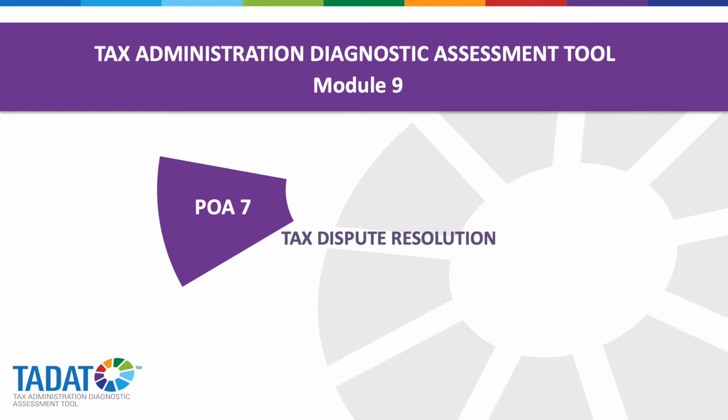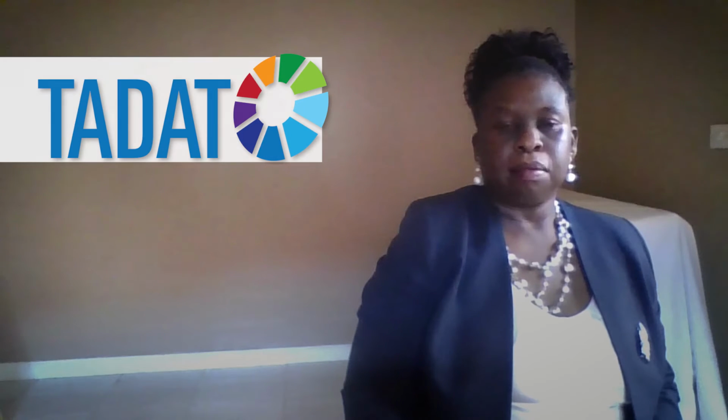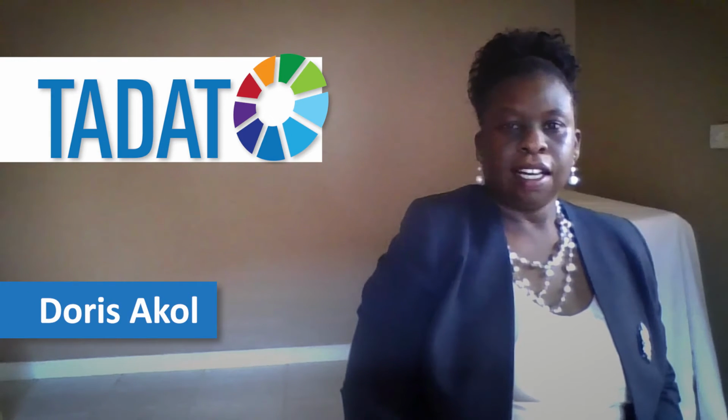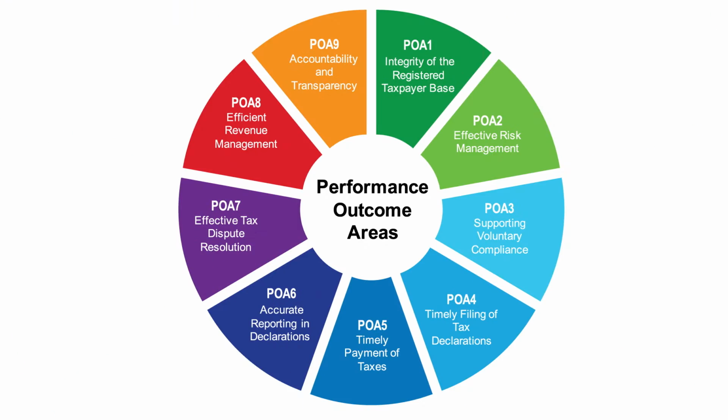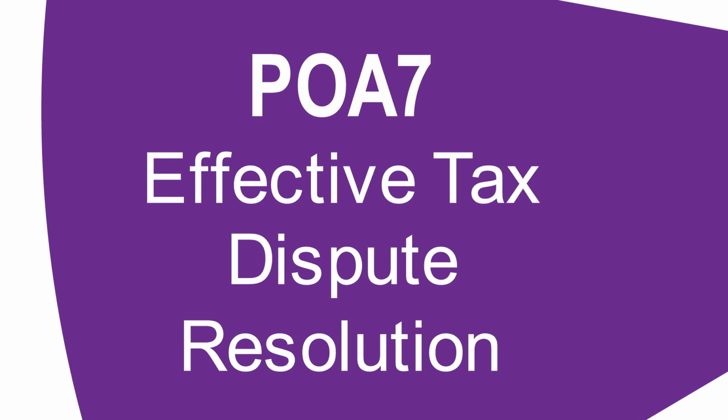Module 9, Performance Outcome Area 7. Welcome to Module 9. My name is Doris Akol. I'm the former Commissioner General of Uganda Revenue Authority. This module is POA 7, and it is about effective tax dispute resolution.